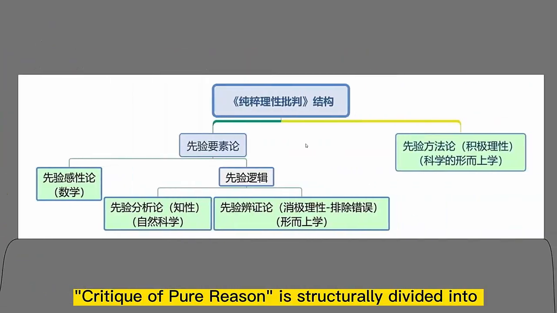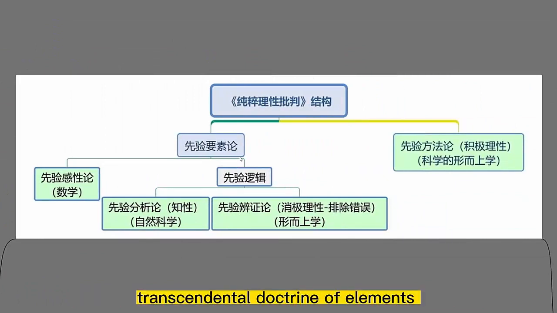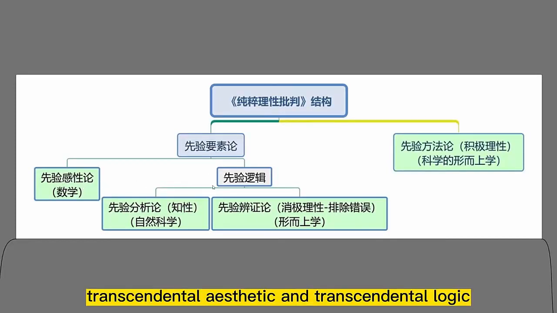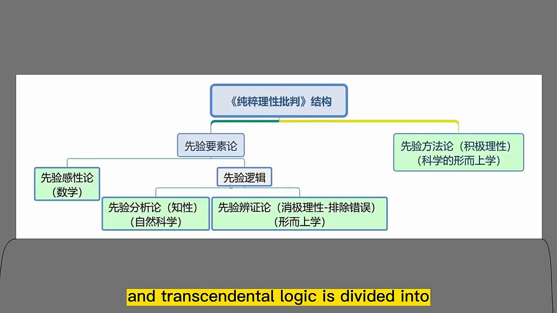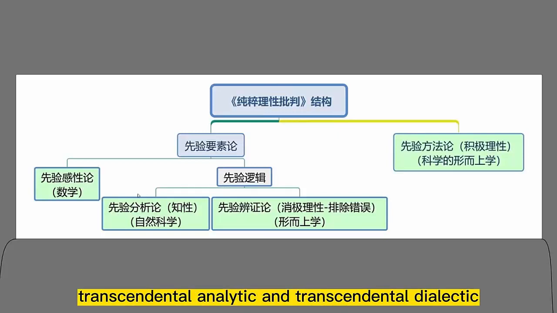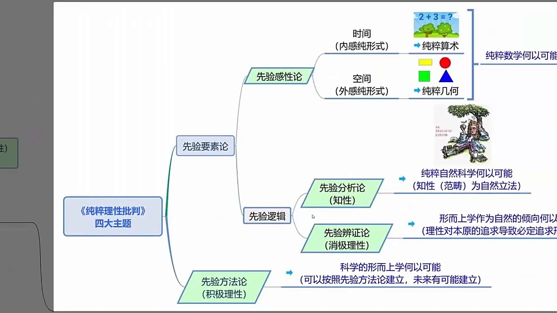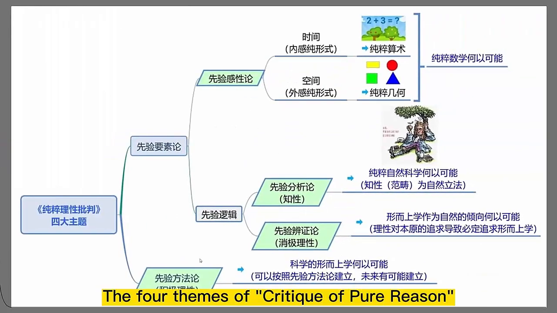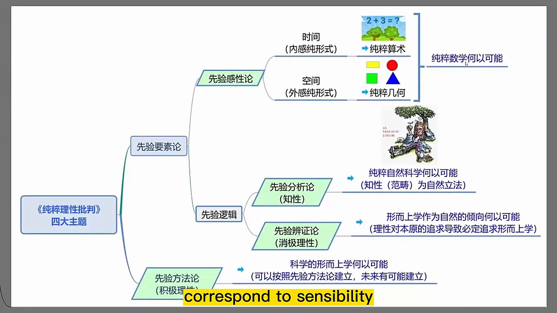Critique of Pure Reason is structurally divided into transcendental doctrine of elements and transcendental doctrine of method, and then transcendental doctrine of elements is divided into transcendental aesthetic and transcendental logic, and transcendental logic is divided into transcendental analytic and transcendental dialectic. The four themes of Critique of Pure Reason correspond to sensibility, understanding, negative reason, and positive reason.